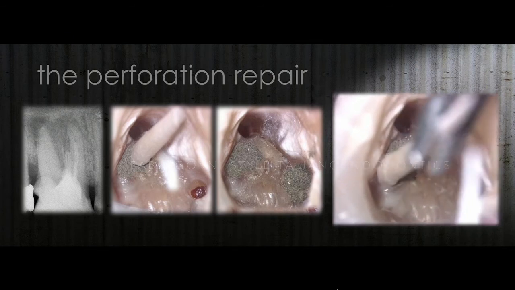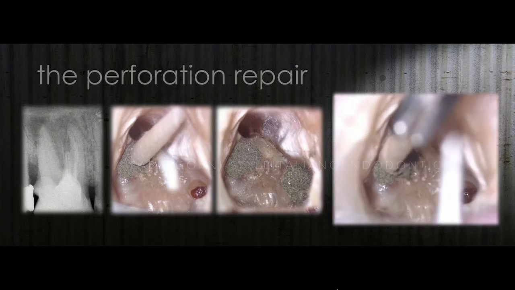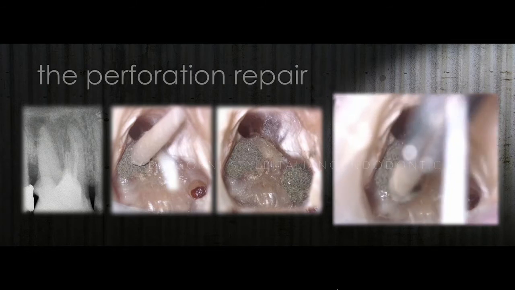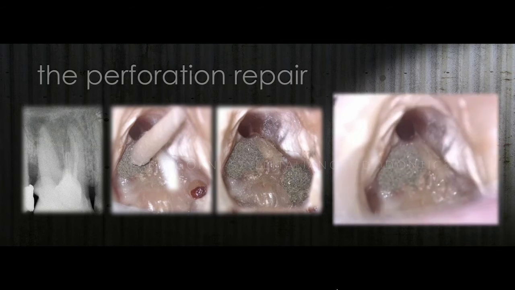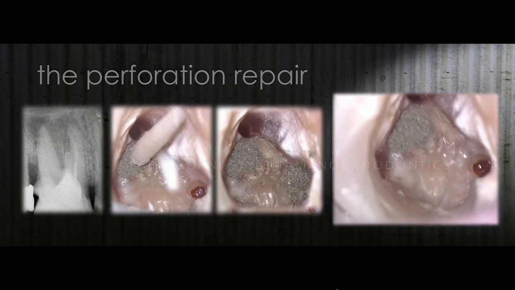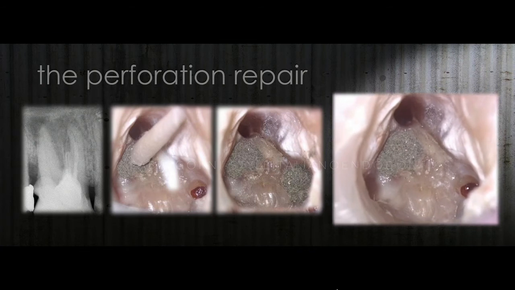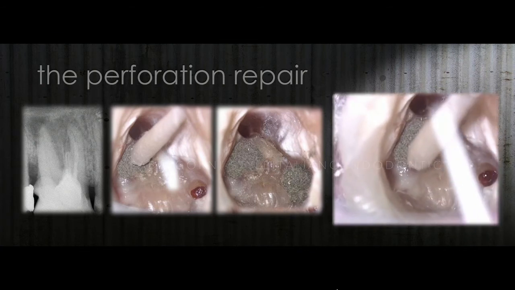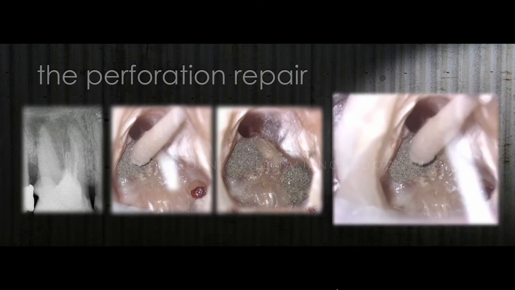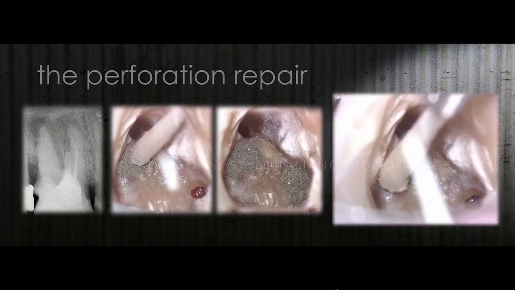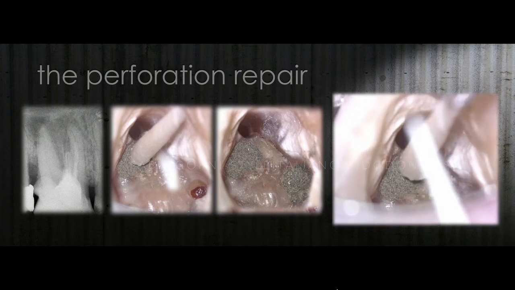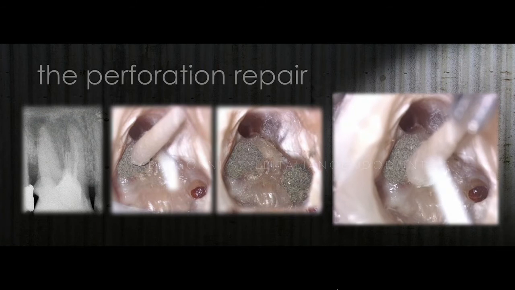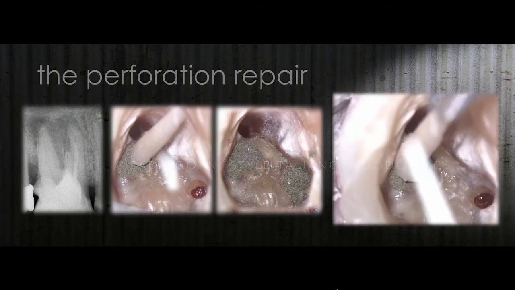We can change the consistency of the MTA a little bit using the paper point. If the MTA is too soft, we can use a dry paper point. If the MTA is too dry, we can use a wet paper point. As you can see, we are using a gentle action. Don't push too much.